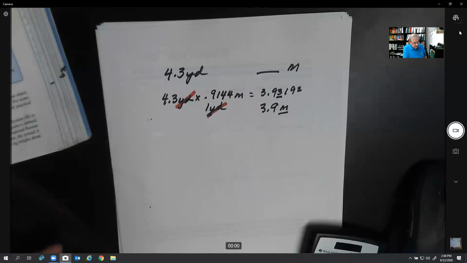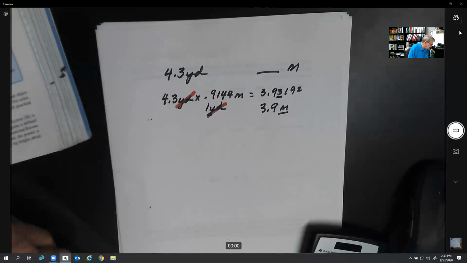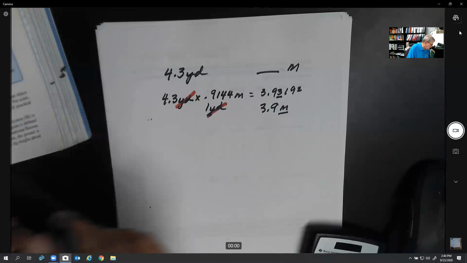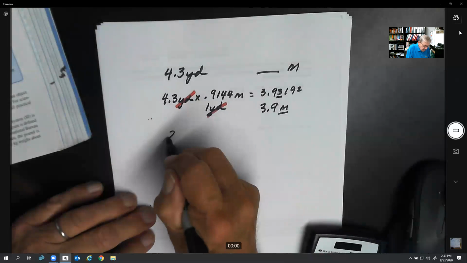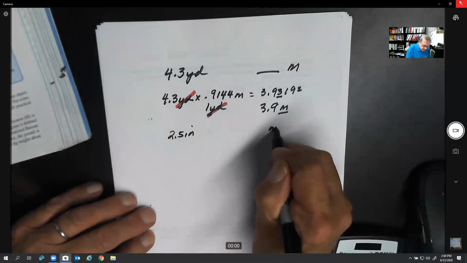If yards comes first, like if the English system comes first and then you've got the metric behind it, you're going to multiply. If it's just the opposite, you're going to divide. But you can always tell this way, and you don't have to be thinking so hard. 2.5 inches equals how many millimeters?